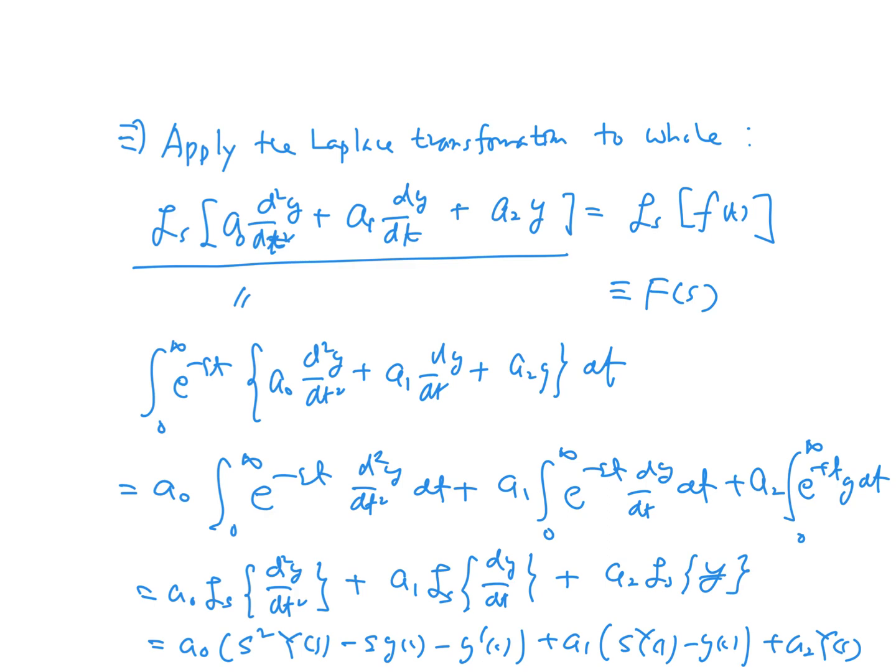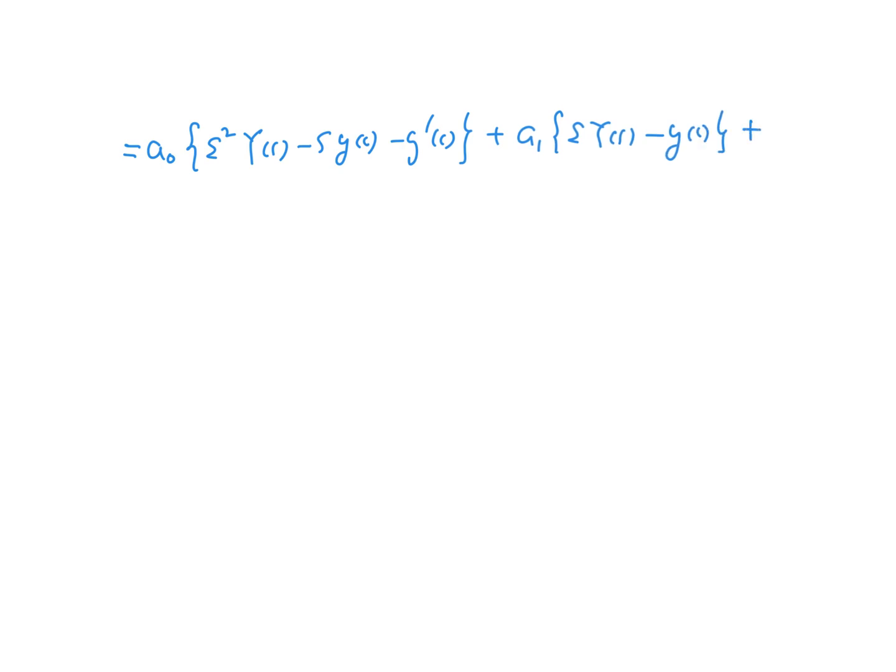Can I move on? So this is a0 (s² Y(s) minus s y(0) minus y'(0)) plus a1 (s Y(s) minus y(0)) plus a2 Y(s) is F(s).